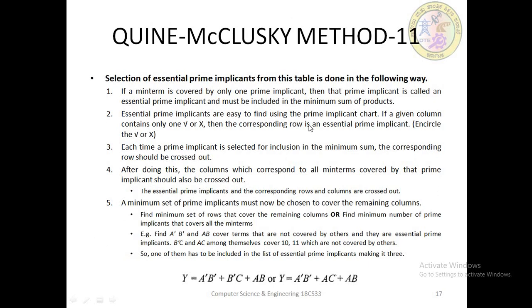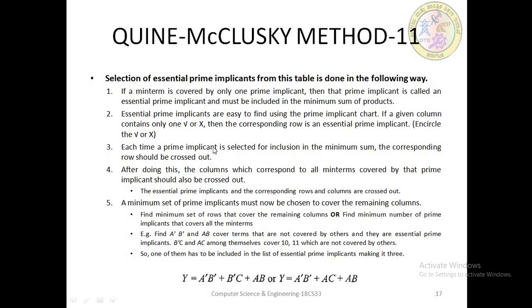Here is the selection of prime implicants from this table, and this is done in the following way. For a minterm, and this is already known with respect to prime implicants, if a minterm is covered by only one prime implicant, then that prime implicant is called an essential prime implicant. We already know this from simplifying Karnaugh maps, and it must be included in the minimum sum of products. Essential prime implicants are easy to find using the prime implicant chart.